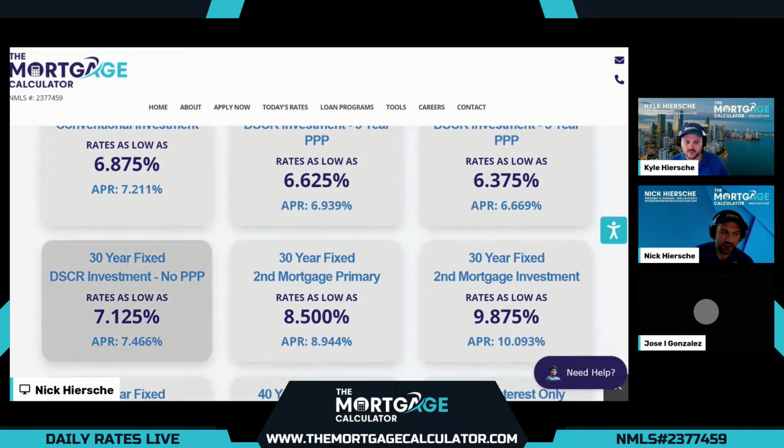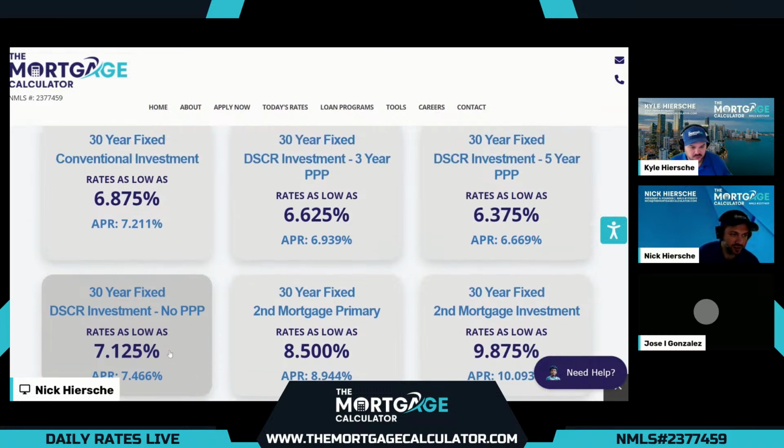And our final DSCR option is a no prepayment penalty option. Some states don't allow a prepayment penalty, and some people prefer not to have one, no problem. Rates as low as 7.125, final APR 7.466, just a touch higher than conventional here. So I still say most investors would take the DSCR option.